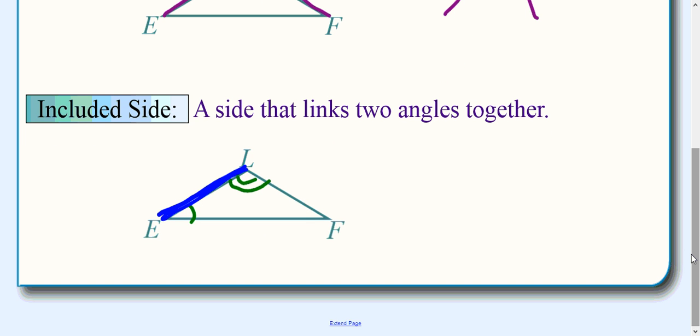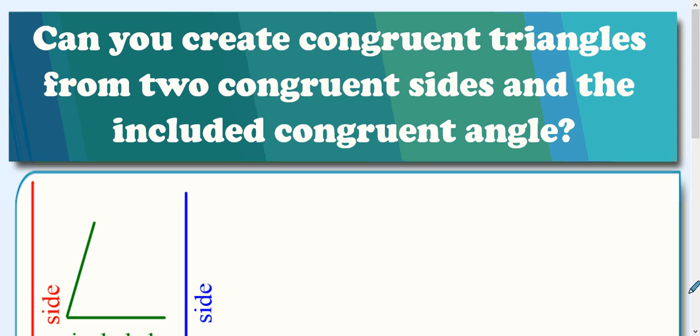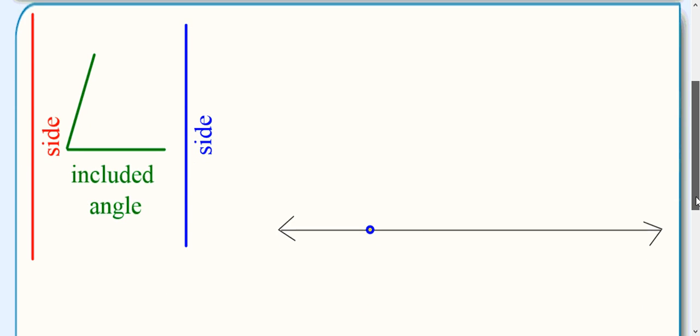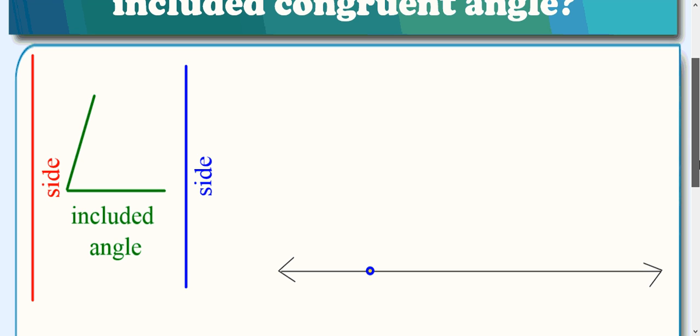So included just means between. We're going to do the same thing that we started with, side, side, side. We're going to start with a side and an angle and put the other side. So I want to start by copying the angle, and we're going to copy it right here onto this point.